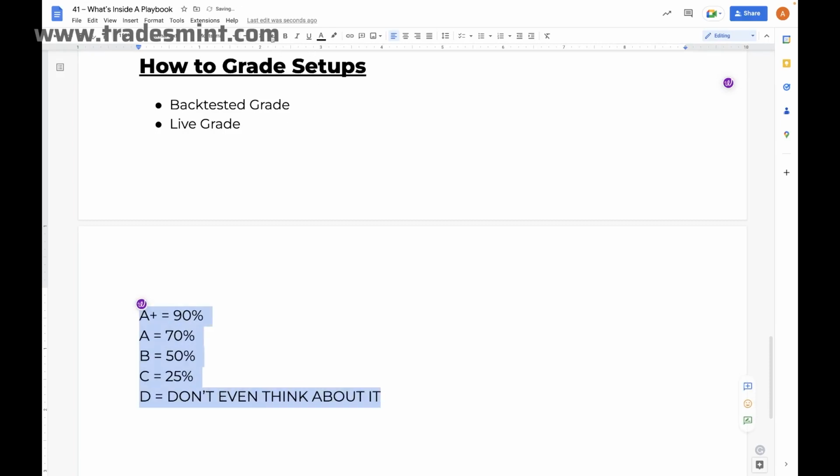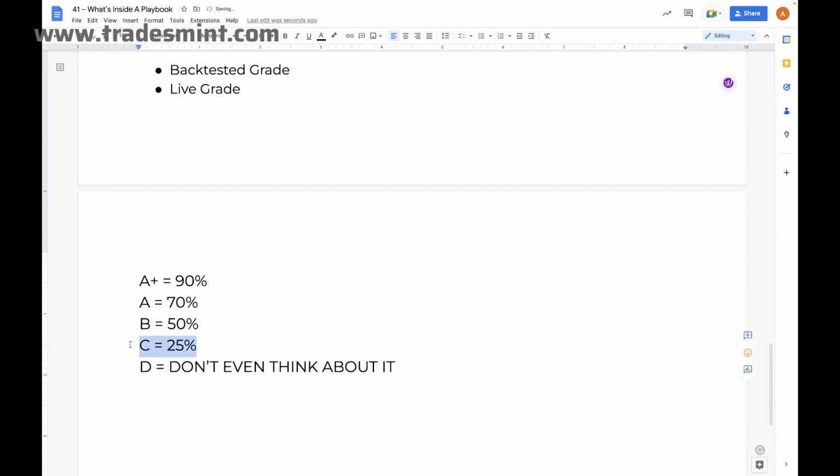Now, I'm going to recommend to you that you stay away from these. You don't even need these. You can potentially trade this because if you have a 1 to 3, you can still be profitable, right? With a B setup. The A setup and A plus, this is how I would grade.